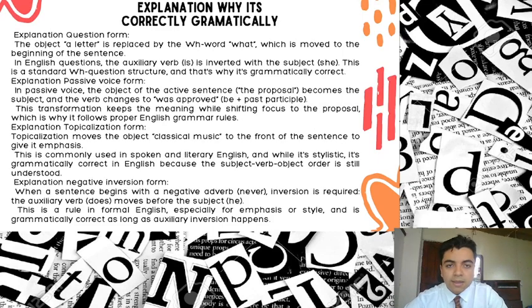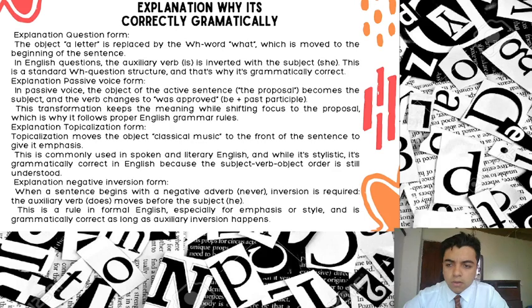And we have the explanation of what is grammatically correct. Explanation, question form: the object, a letter, is replaced by the word what, which is moved to the beginning of the sentence. In English questions, the auxiliary verb is inverted with the subject, she. This is a standard WH question structure, and that's why it is grammatically correct.